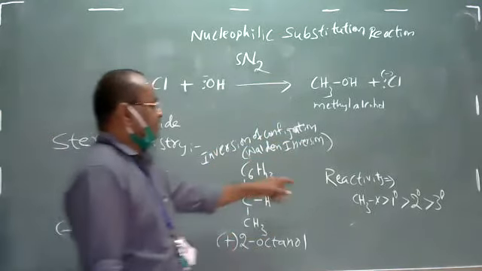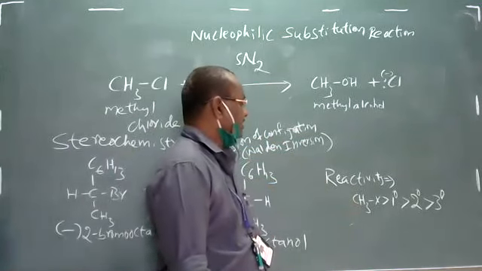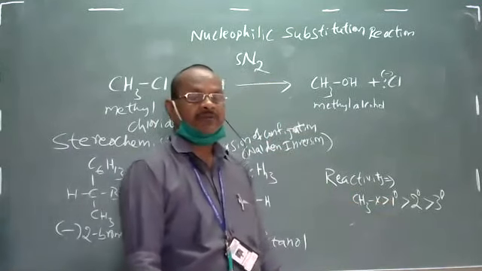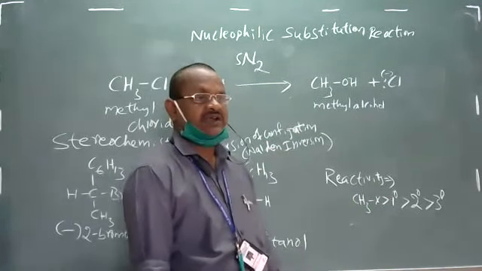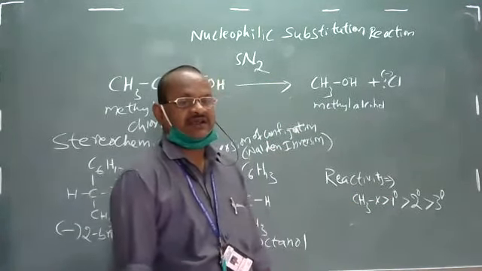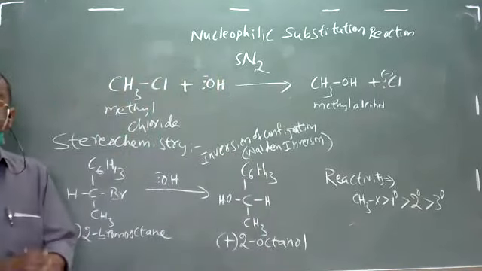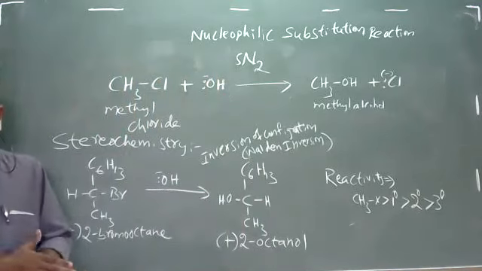Coming to the reactivity, the methyl halide is going to react faster than primary alkyl halide, and primary alkyl halide is going to react faster than secondary. Secondary is going to react faster than tertiary. This is the reactivity involved in this particular SN2 reaction.